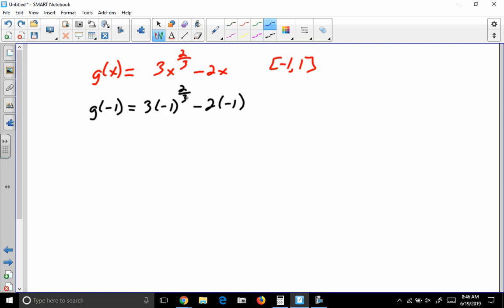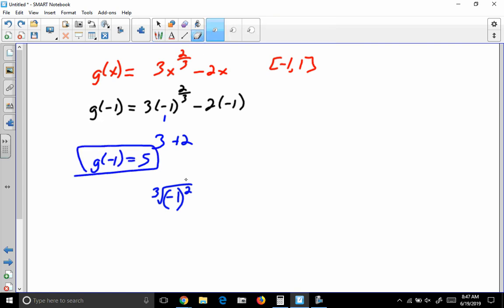keep in mind what this exponent tells us to do. It says to take the cube root of negative 1 squared. So we could either square the negative 1 on the outside or square the answer on the outside, or we could square the negative 1 on the inside. So power and root. Well, if we square negative 1, that's going to be a positive 1. The cube root of positive 1 is 1. So we get 3 times 1 minus 2 times negative 1. So g of negative 1 is 5.